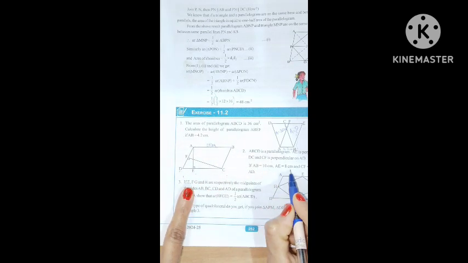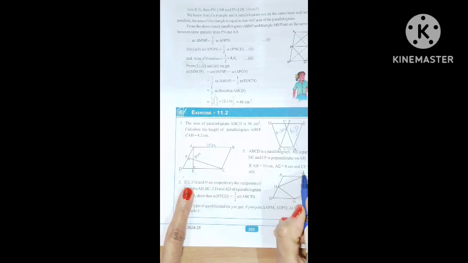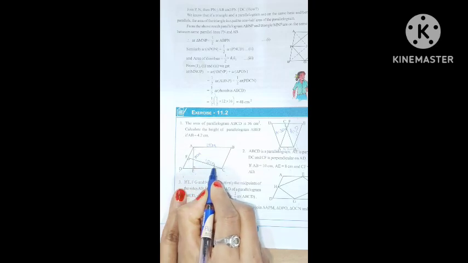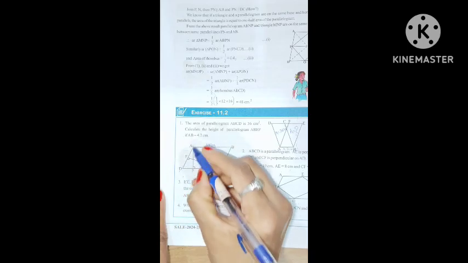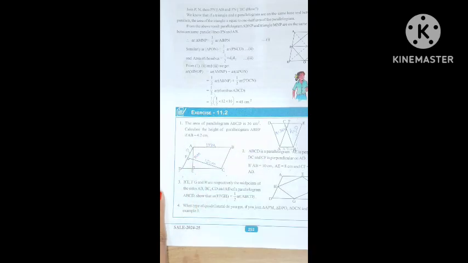And next AE equals 8 centimeters. This length is given. And CF equals 12 centimeters is given. Next, find out the AD. This AD length, but you don't know how to calculate this length.